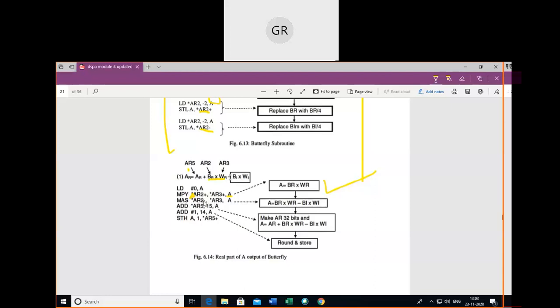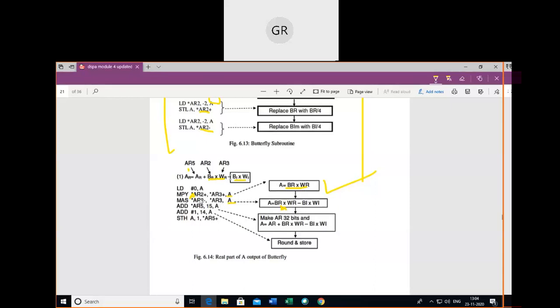Okay, see, first multiply here: star AR2 minus and star AR3 minus. This one is BI into WI. Now multiply this first, then subtract this one from the A value. What is the A value? BR into WR. That's why. Then again it is stored in the accumulator. A equals BR into WR minus BI into WI.